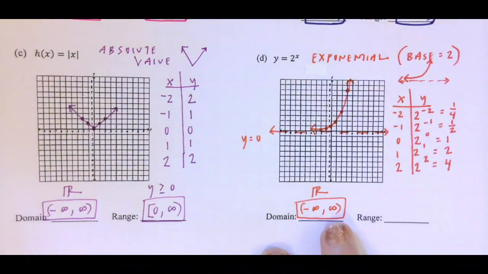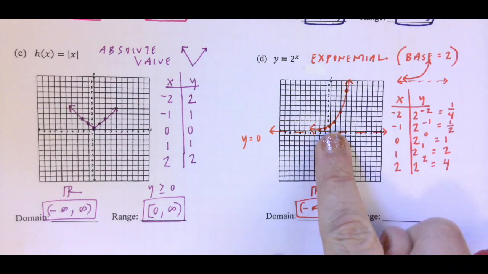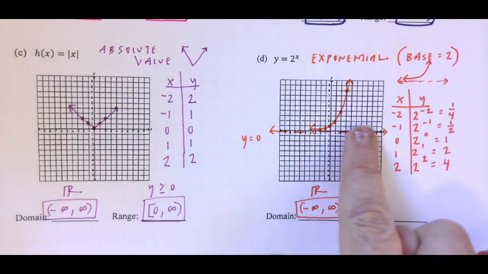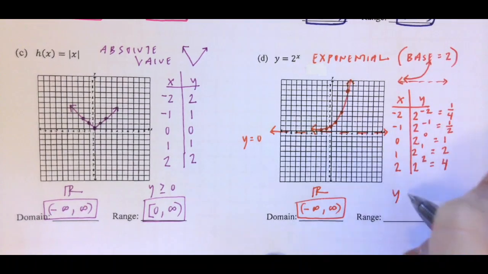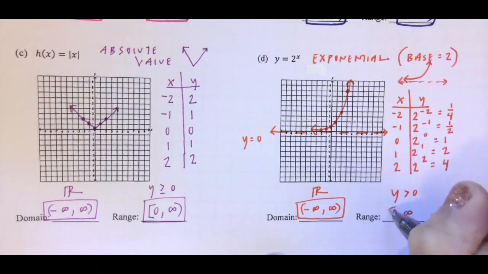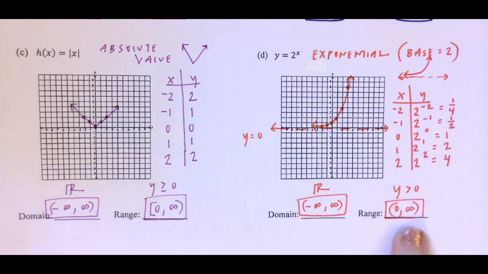But no matter what I plug in for x, it's always going to output something for y that is more than 0. It's always going to give me something that is positive, whether over here it's a y value that's really tiny, or over here a y value that's really big. It's always going to be more than 0. So in interval notation, that's 0 to infinity, soft parenthesis on the 0, always on infinity.